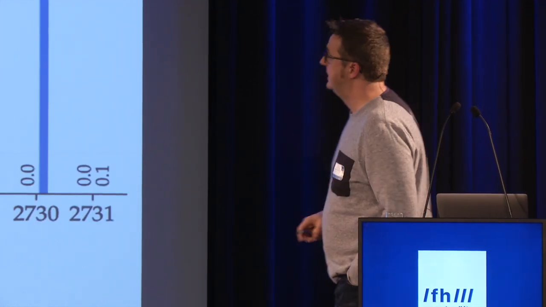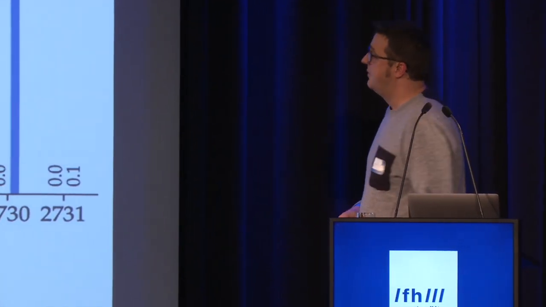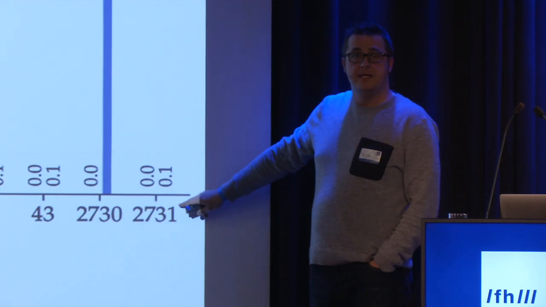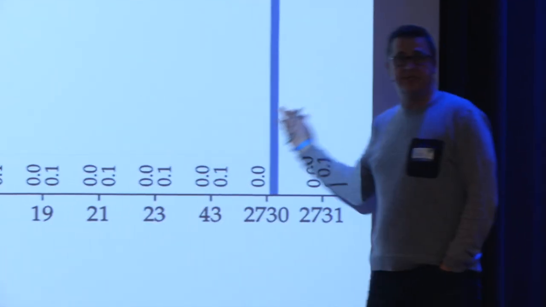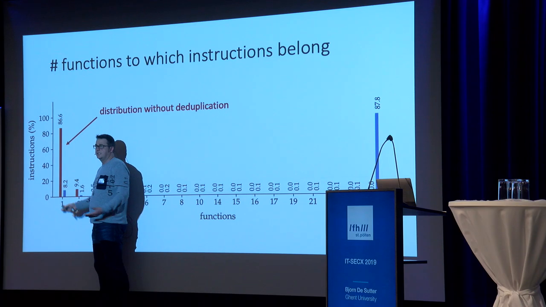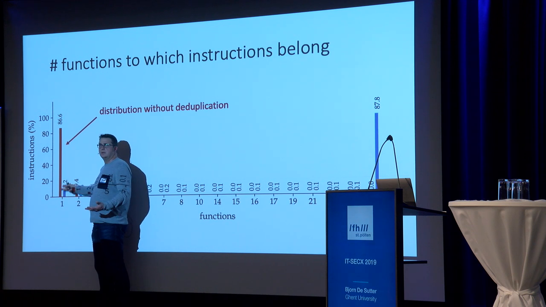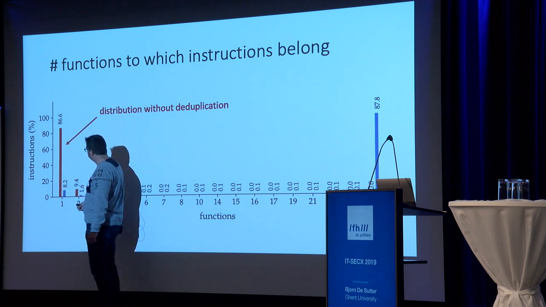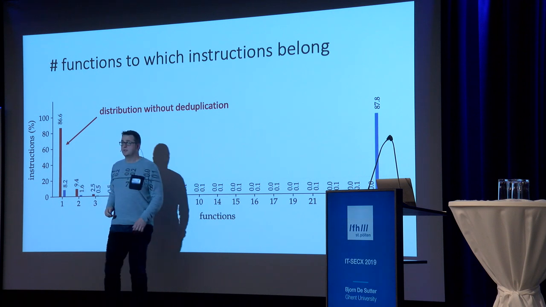So what is the end result? This is a very different chart. What we show here is on the x-axis, we have a number of functions. And then we have histograms here. It shows for all the instructions in the program to how many functions the instructions belong, according to what the disassembler tool can detect. And before the protection, almost all instructions only belong to one function. That's normal, right? That's your standard code. There are some exceptions resulting from tail call optimization and handwritten assembly and crypto libraries and so on. But the vast majority is in one function.